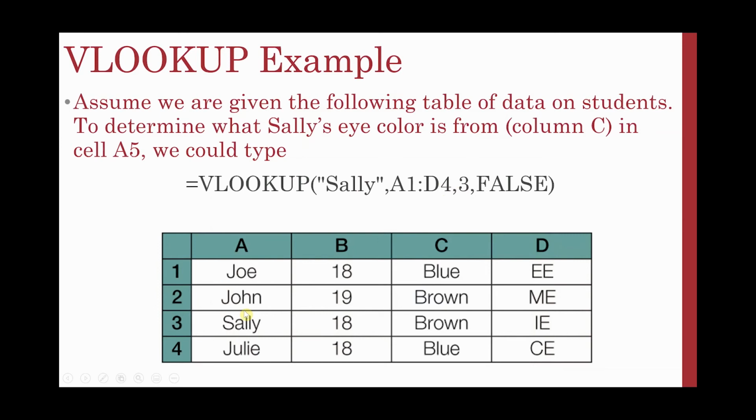Note that it doesn't include the first column with your lookup values in it. It's just the remaining columns. No, sorry, I misspoke. It's in column 1, 2, 3 because our table has 4 columns. The information we want is in column 3, and it's set to false because I wanted an exact match on Sally. Sally is in quotation marks because Sally is text.